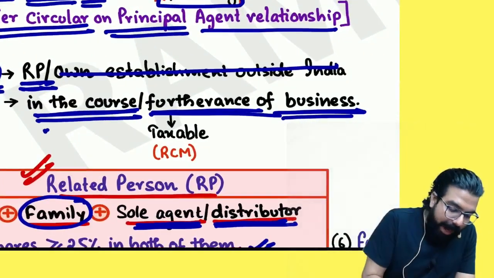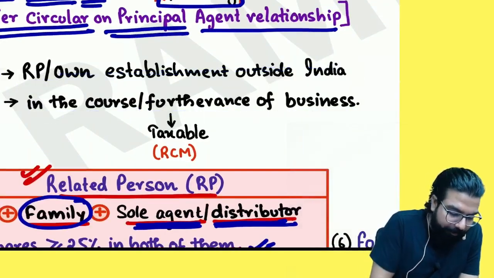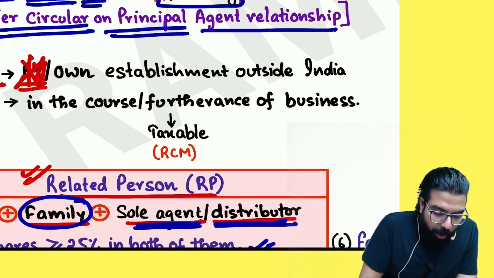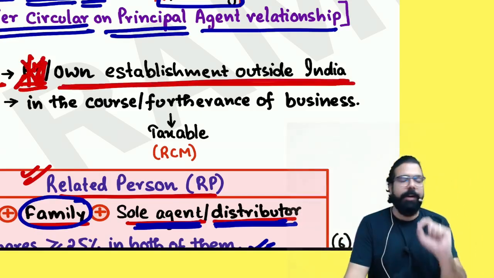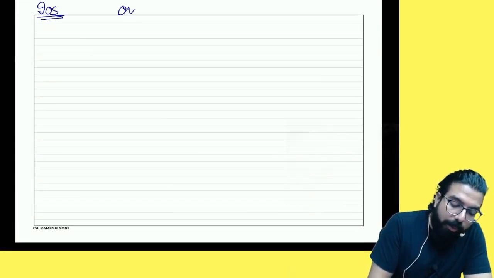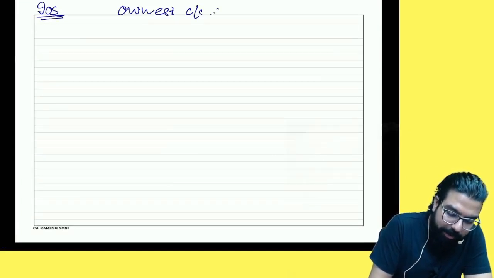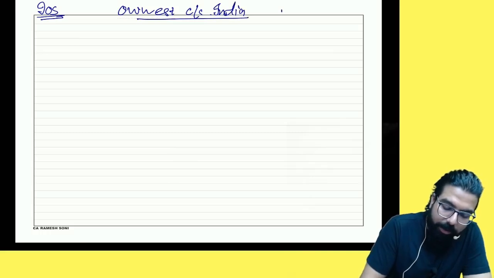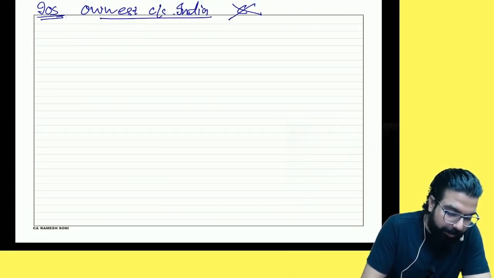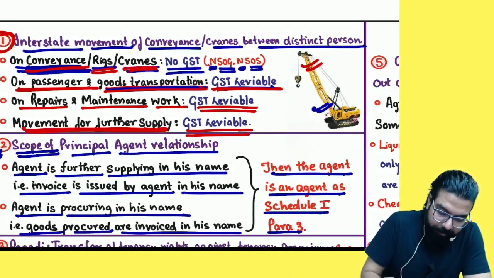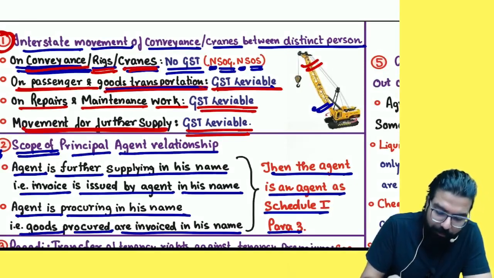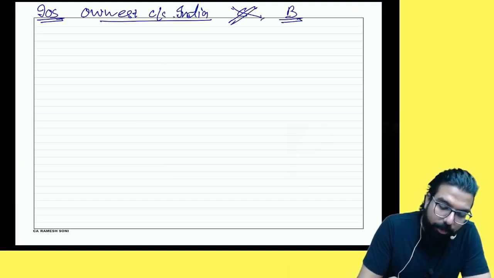Everyone, tell me one thing. I told you importation of service from a related person. Now I'll talk about not related. I will now talk about own establishment outside India. Listen. It says importation of service from own establishment outside India without consideration also. 1 minute. Everyone read. It says: importation of service from your own establishment outside India in the course of furtherance of business without consideration will be considered as supply.